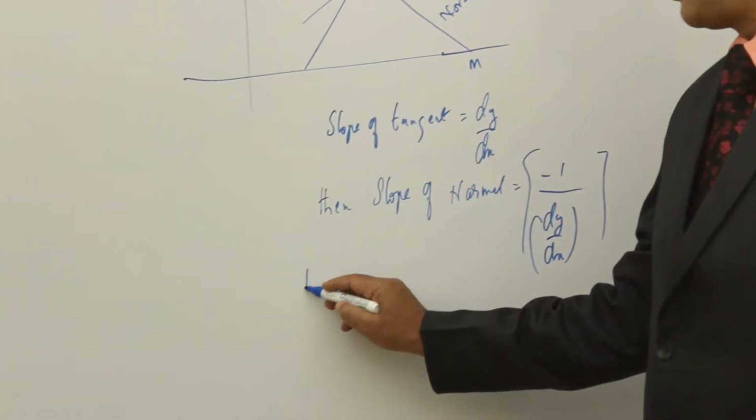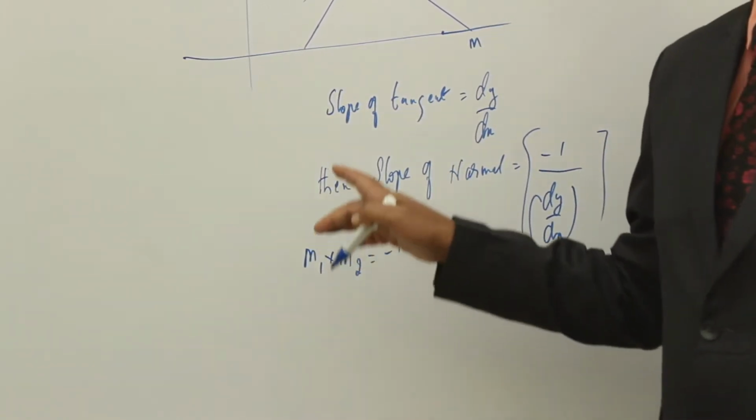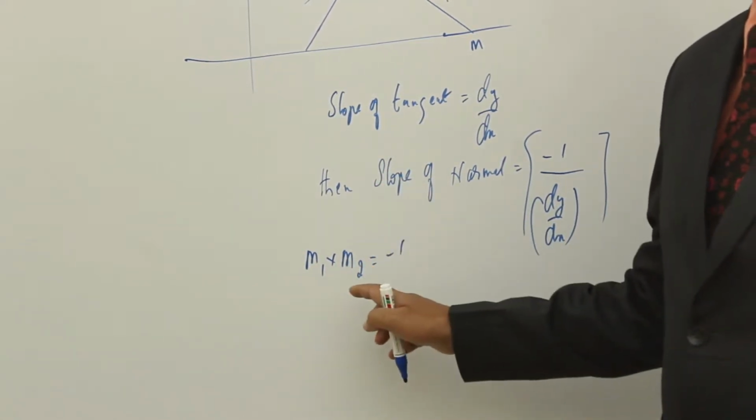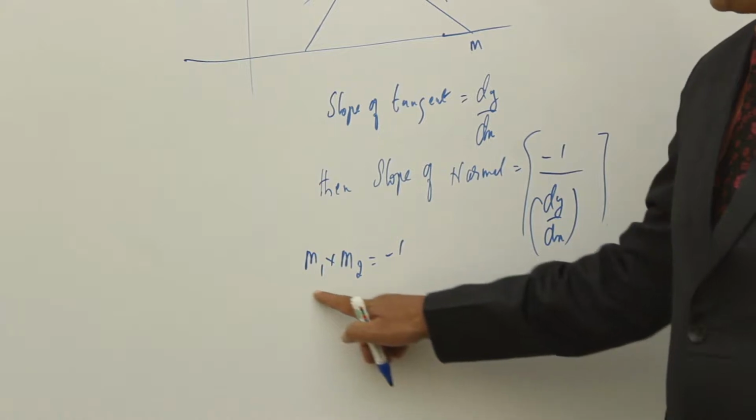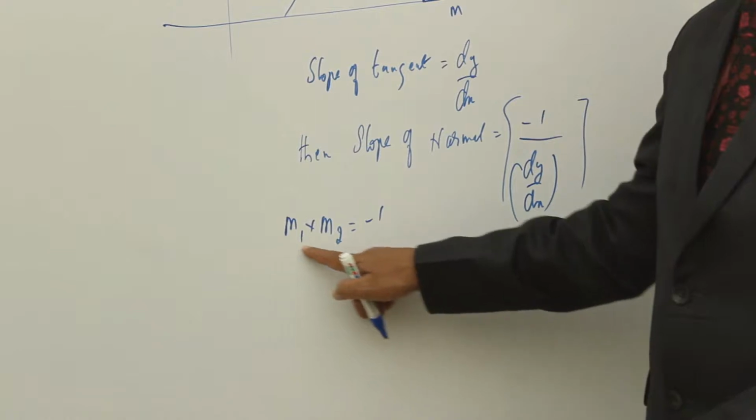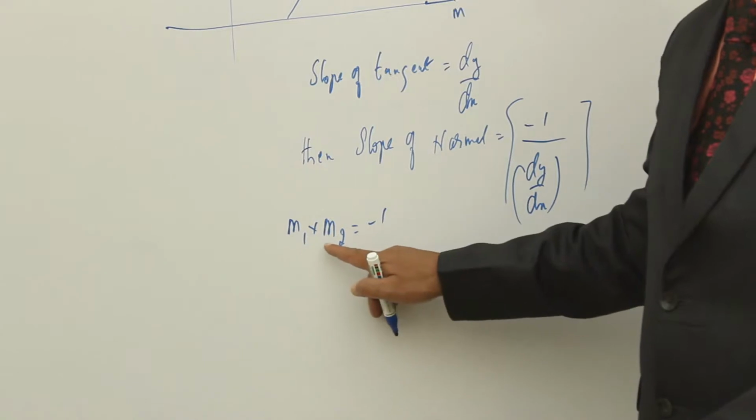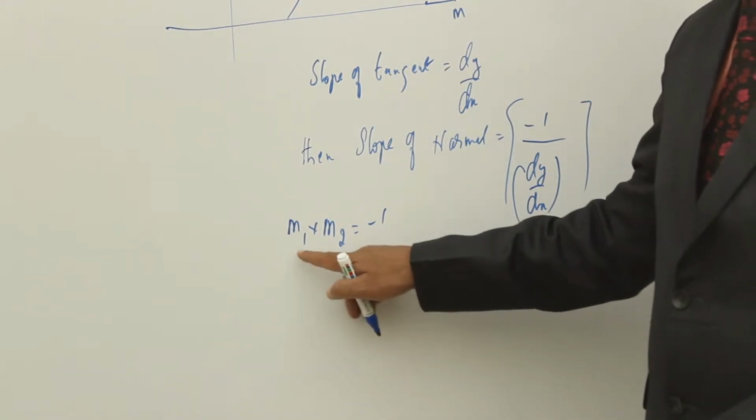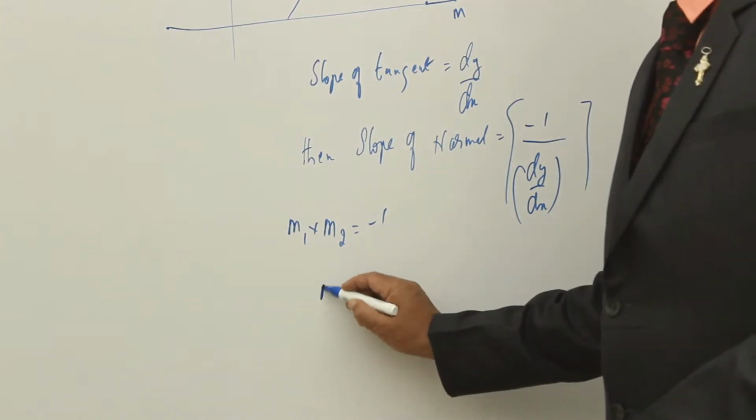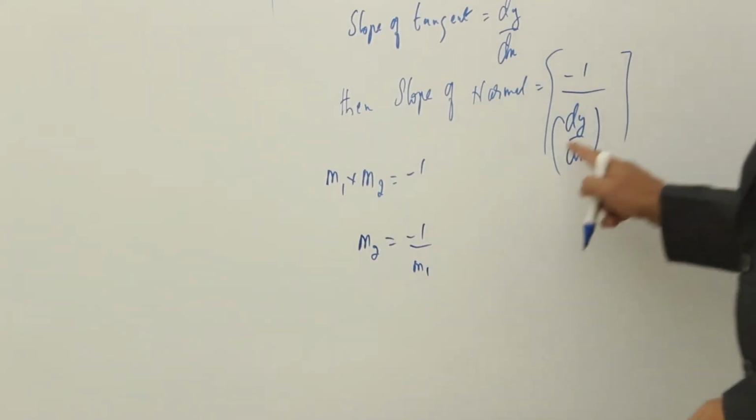Because in the earlier case we saw that if m1 into m2 equals -1, then the two lines are mutually perpendicular to each other. That is, the product of their slopes, m1 and m2, being the slopes of the tangent and the normal. Tangent and normal are mutually perpendicular. If m1 is the slope of the tangent and m2 is the slope of the normal, then if the slope of the tangent is given, you can find the slope of the normal, that is m2 equals -1 divided by m1. That is the concept we are applying here.